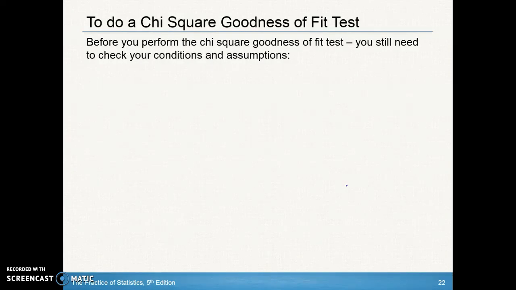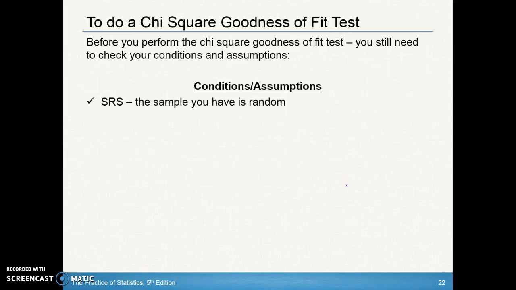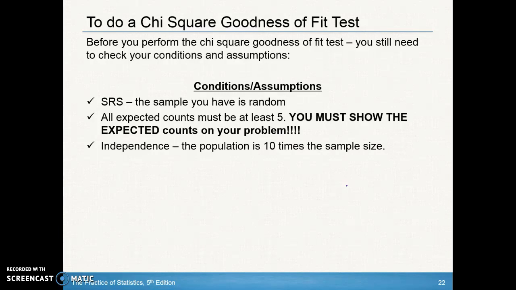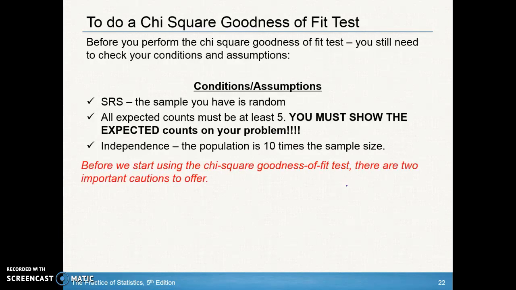Before you perform the chi-square goodness of fit test, here are the conditions and assumptions that you'll need to check. We kind of already talked about this, but they're not any different than what we've talked about before. You need to have a simple random sample. In this case, instead of proving the normal condition, we're going to say that all expected counts have to be at least 5, and you must show the expected counts in your problem. So as part of your answer, just include those. The independence condition is that the population is still 10 times the sample size.